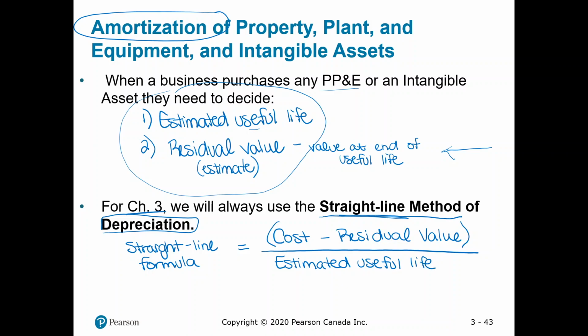So each year, we're going to have an even portion of the cost allocated into the expense account. Okay, so this is how we will figure out the dollar value. Now we need to look at the entries that we'll do.